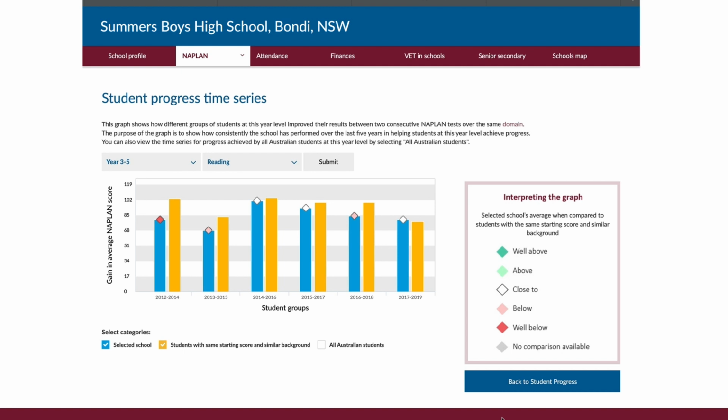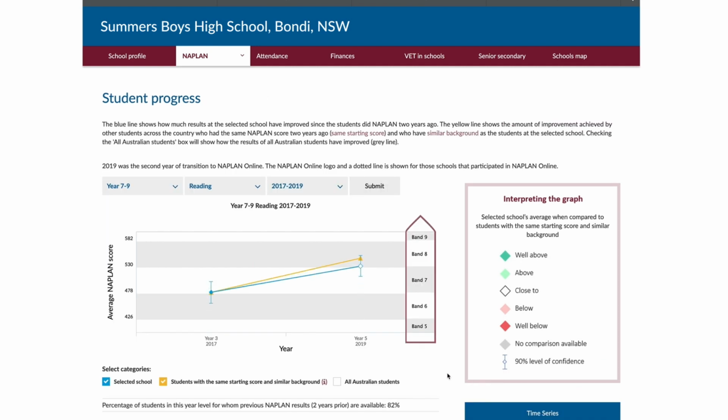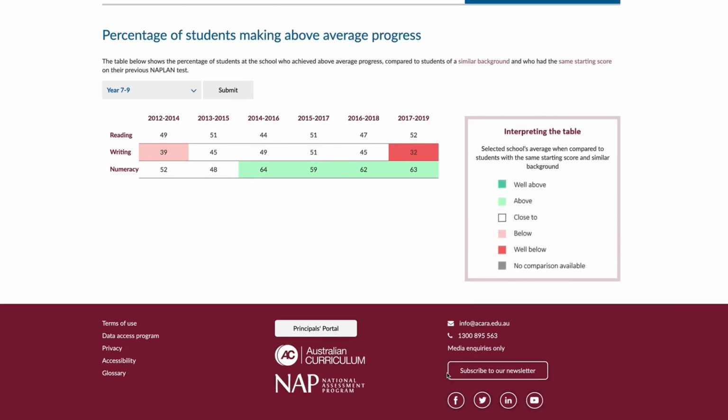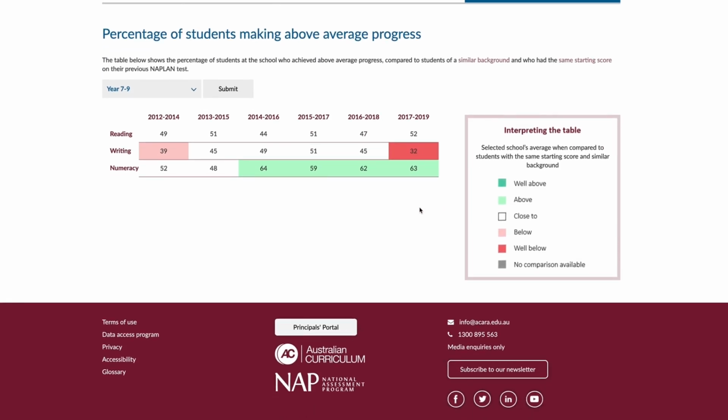The diamonds at the top of each column indicate whether that performance has been well above, close to, below, or well below the progress made by other students around the country with the same starting score and similar background. At the bottom of the page, we've added a new measure of progress. This shows the percentage of students at the school who are achieving above average progress compared to all students across the country who had the same starting score 2 years ago and have a similar background.